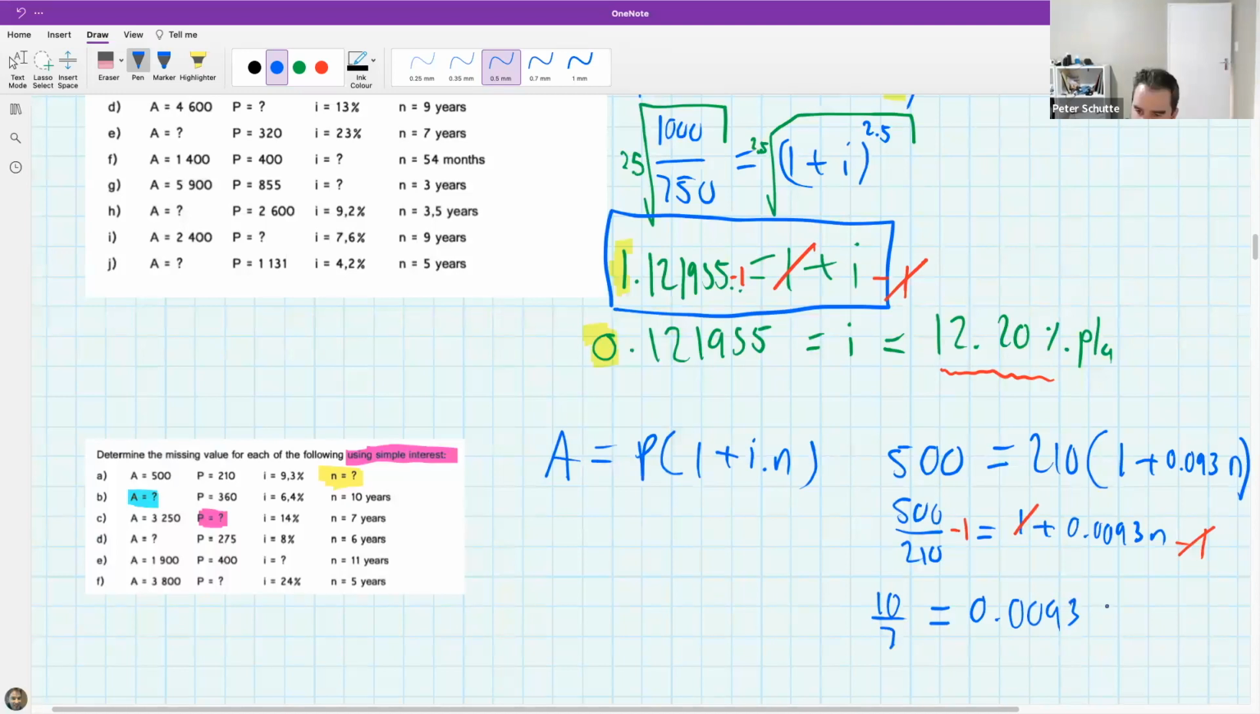Now, what do I need to do to get the n by itself? What do I need to do to get the n by itself? Tell me, Morgan, what do you think we need to do? I think you have an answer. What did you do?